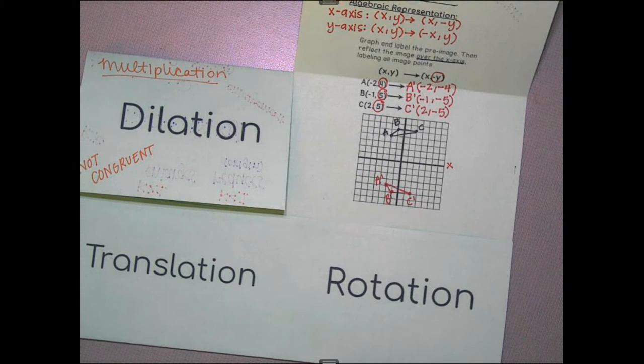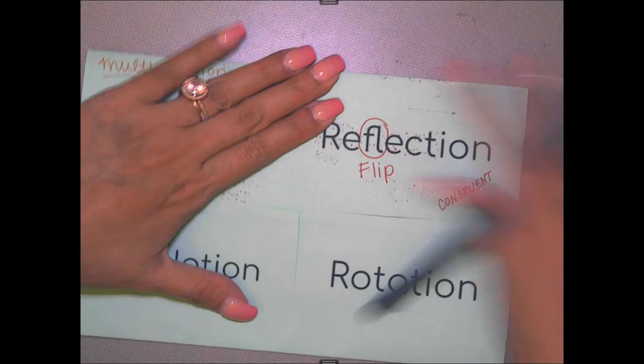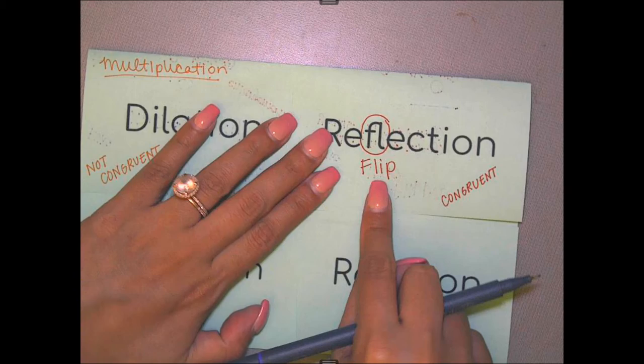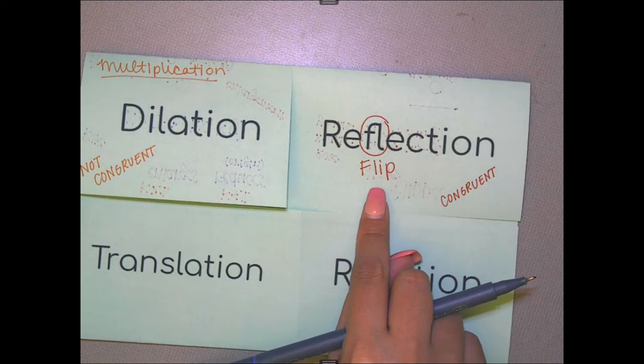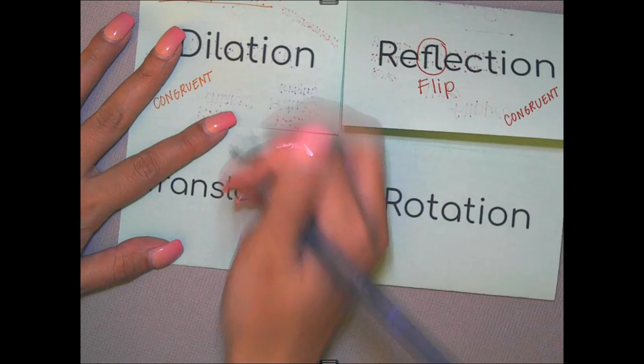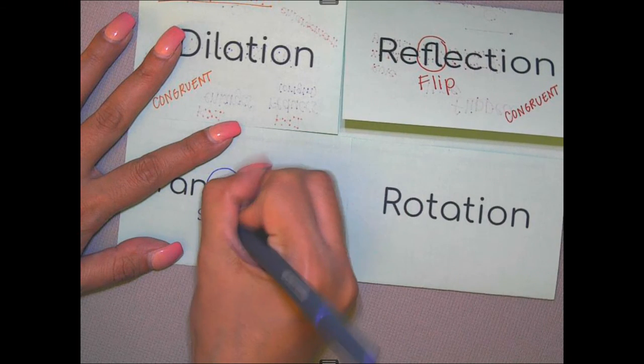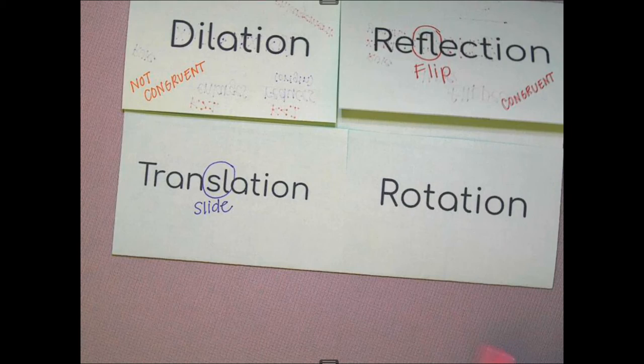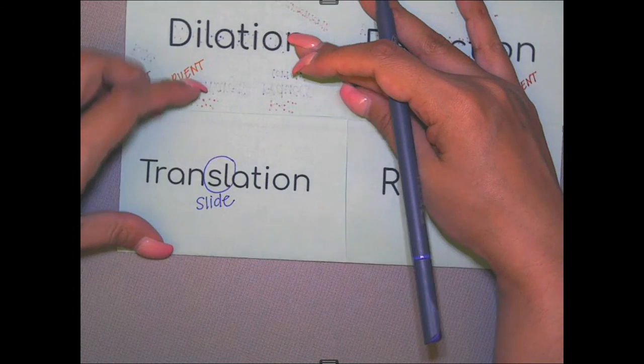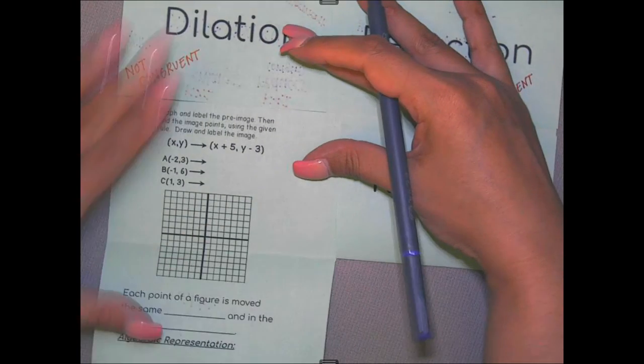So next we can move on to a translation. And on our reflection, we circled the FL to remind us that we're going to flip the shape. So on a translation, we're going to circle the SL, and that's going to remind us that a translation is when we slide the shape.